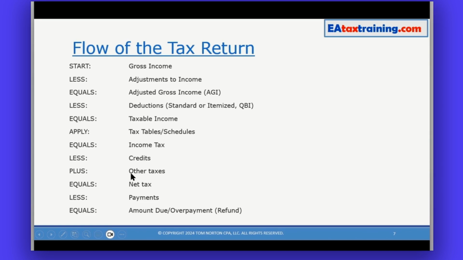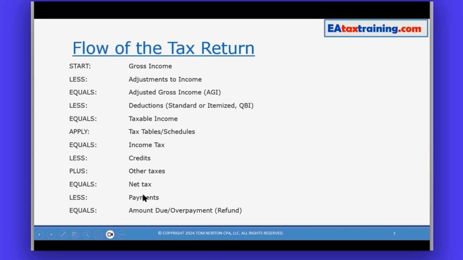Some taxpayers will have to pay other taxes that increase the amount of tax. And then that leaves us with our net tax. From the net tax, we subtract any payments that were made. This could be as simple as withholding from your job that's shown on a W-2, or it could be estimated payments that the taxpayer made, or there's other types of payments that can be made.